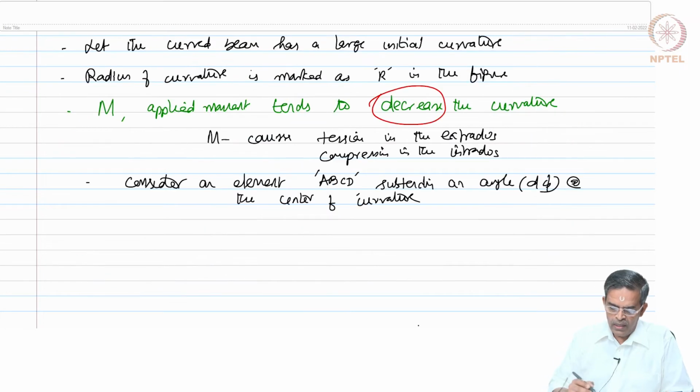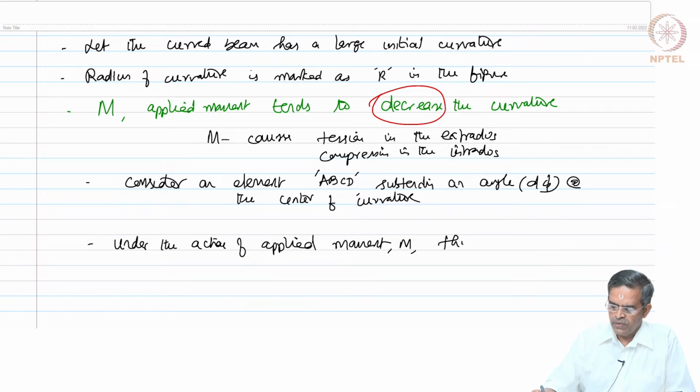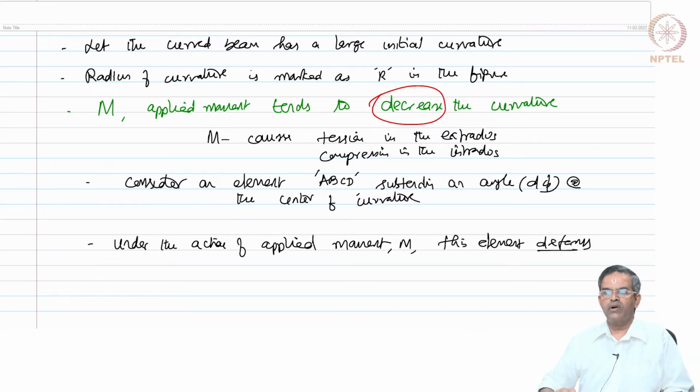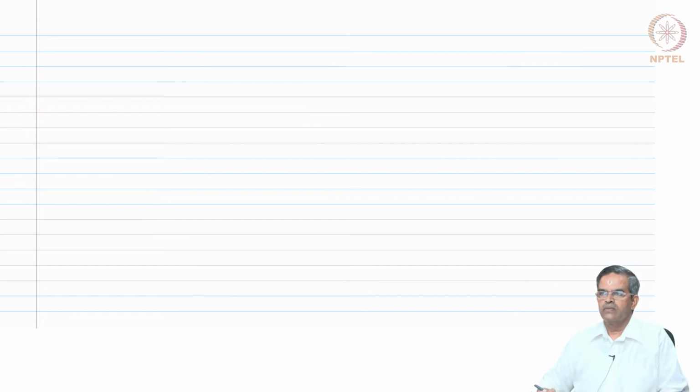Now, under the action of M, this element deforms. Is it not? This element will deform now, because the radius is going to change. Obviously, this element will deform. Let us now draw the deformed shape of this. So, let me draw the element.